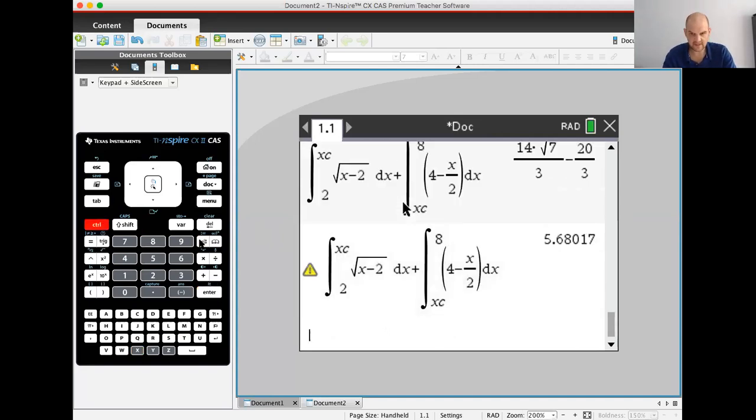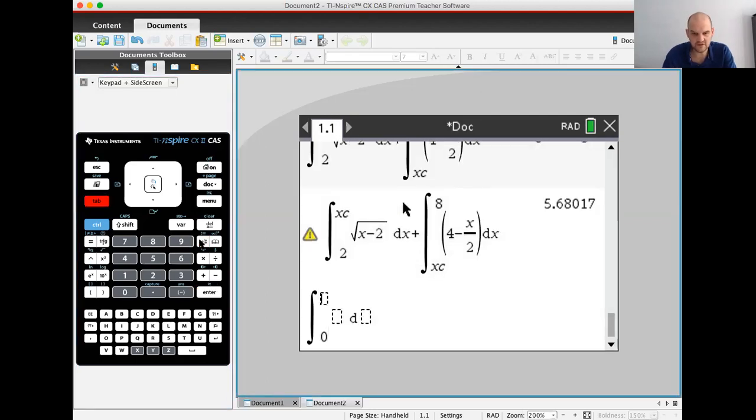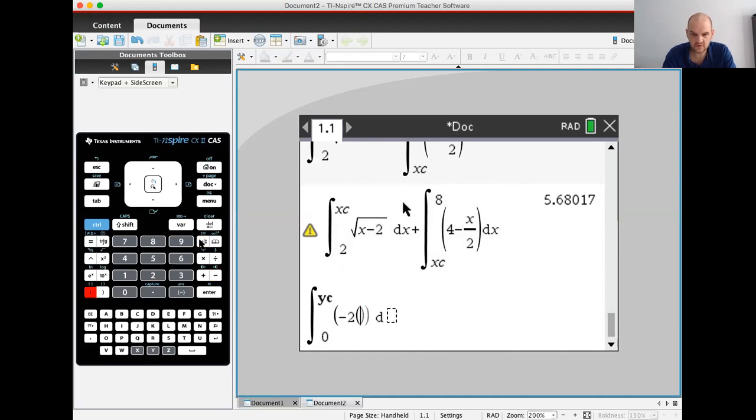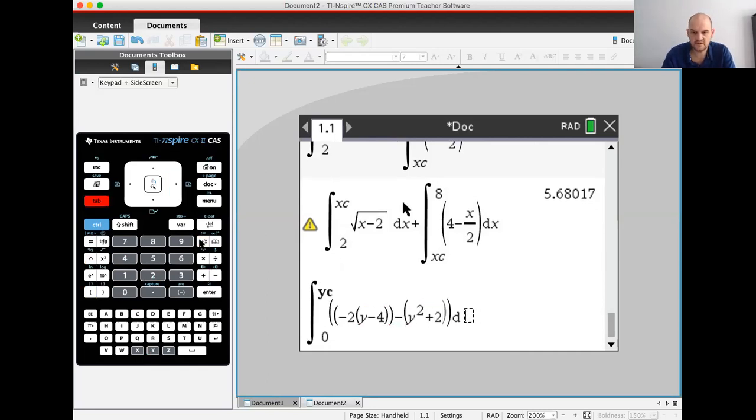So let's get 3 decimals on that. 5.680. 5.680, and let's see if our dy integral gives the same result, which I mean, it definitely should. The integral from 0 to yc of -2 quantity y minus 4, and then minus the quantity y squared plus 2 dy.